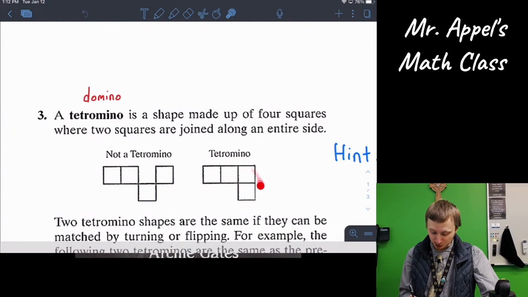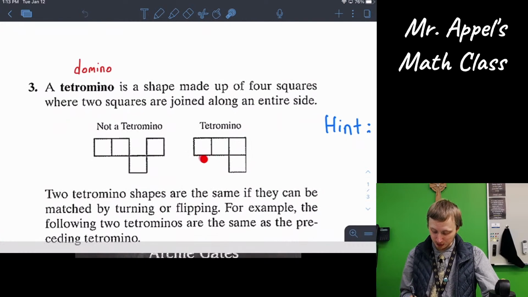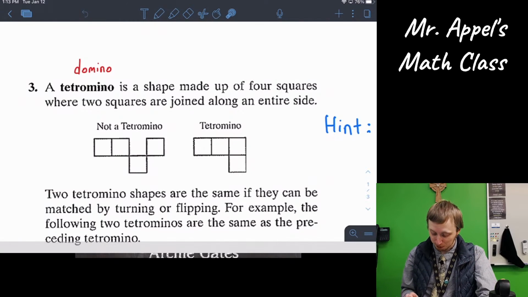It would be really fun to try to play some kind of domino game, but with tetrominos. Or maybe there's some kind of puzzle game where you could try to fit a bunch of tetrominos together. That sounds like a really cool video game. I should write that down. If nobody's made that yet, I can make a bunch of money.